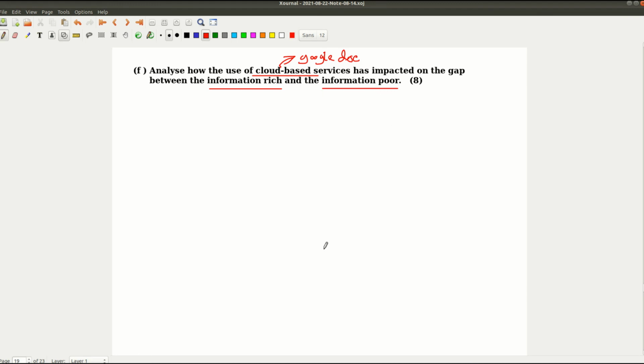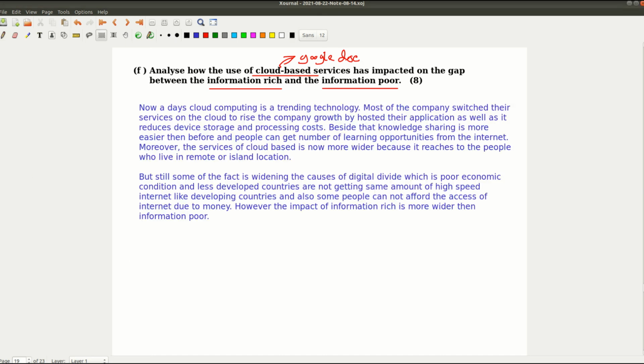Okay, so I already wrote this answer, I just pasted it here. This is the answer to this question. It says: nowadays cloud computing is a trending technology. Most people want to learn about cloud computing, and most companies are using cloud services. Most companies switch their services to the cloud to raise company growth by hosting their applications, and it also reduces device storage and processing cost.